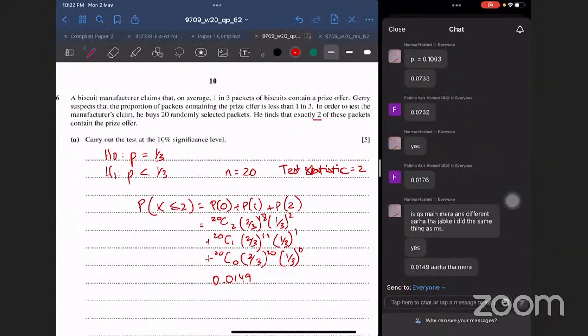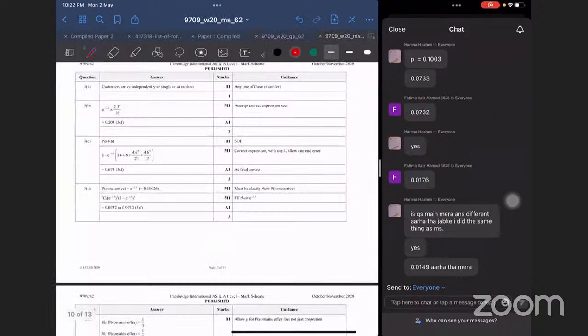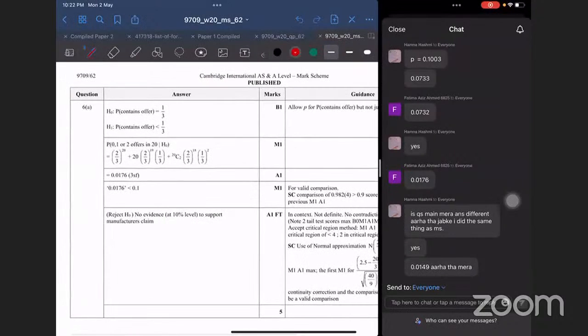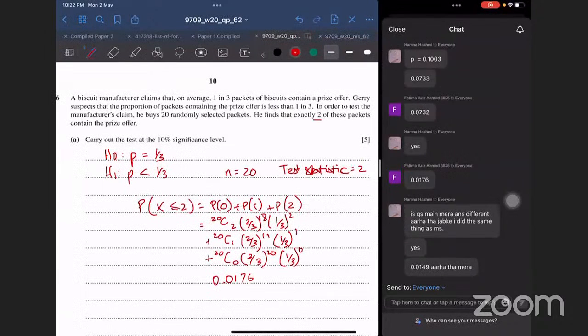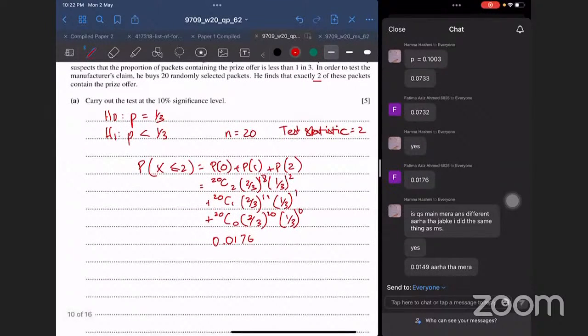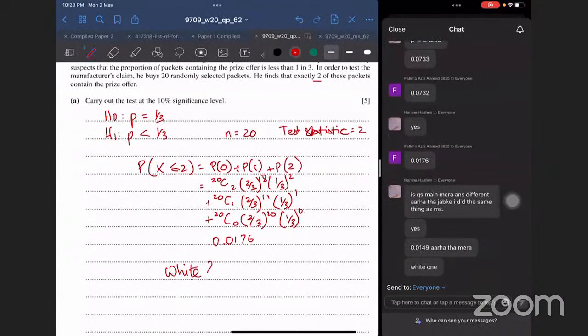नहीं, ये नंबर 0 पॉइंट... आप मुझे नंबर गलत बता रही हो। 176 आ रहे हैं। ये रहना सही तो है। आपकी कैलकुलेशन में गलत हुई है, कैलकुलेटर पे टाइप गलत किया है ना। What calculator do you have? The white one. तो वाइट वन पे तो डायरेक्ट प्रोबेबिलिटी कैलकुलेट करना आती है, नहीं आती?